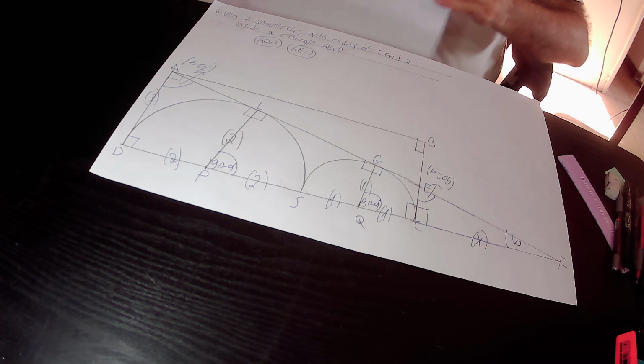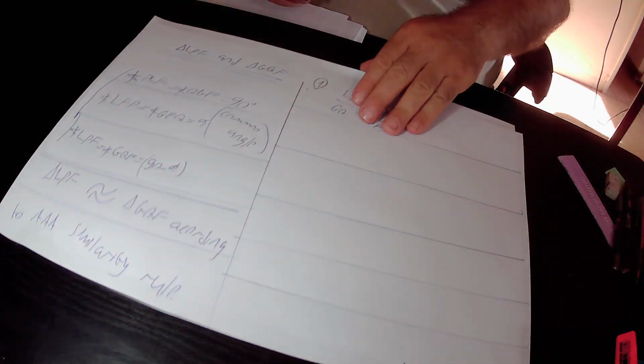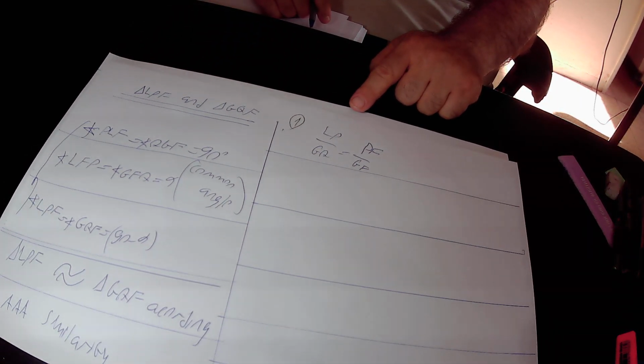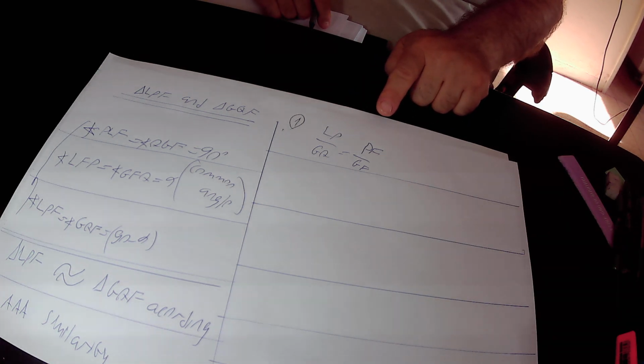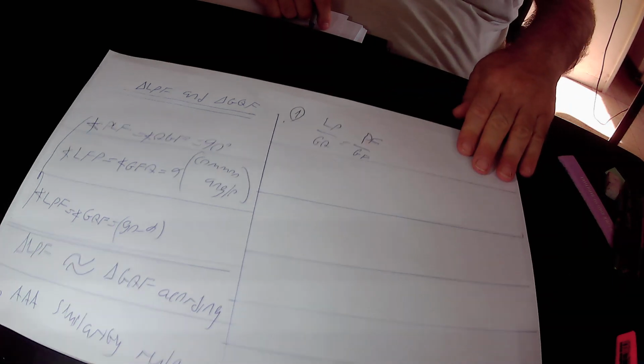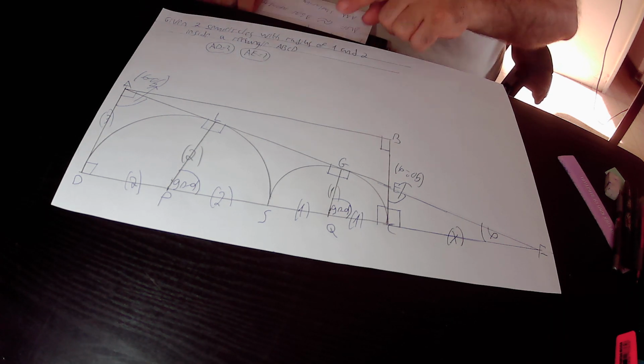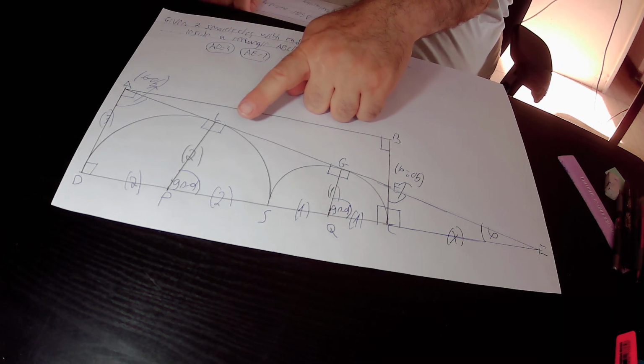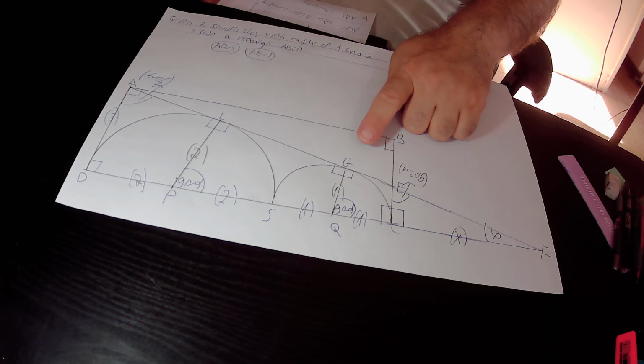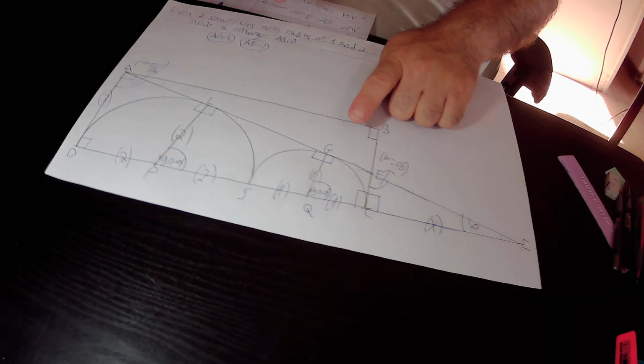So repeat again. We will derive the side LP in the big triangle over side GQ in the small triangle equals side PF in the big triangle over side GF in the small triangle. LP is the radius of the big semicircle that equals 2 over GQ. GQ is the radius of this small semicircle that is equal to 1, and it is equal to PF.